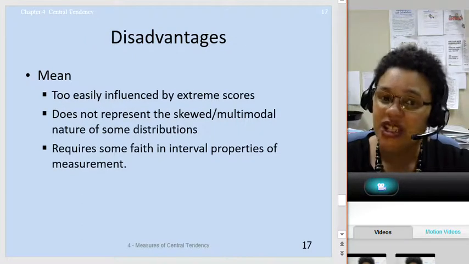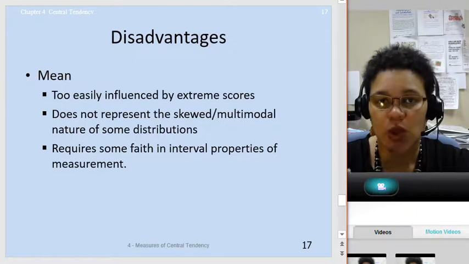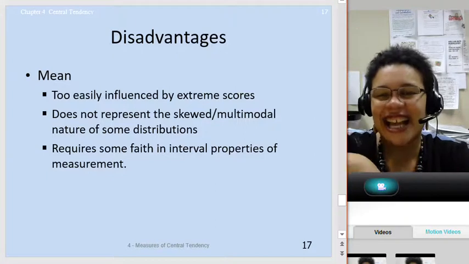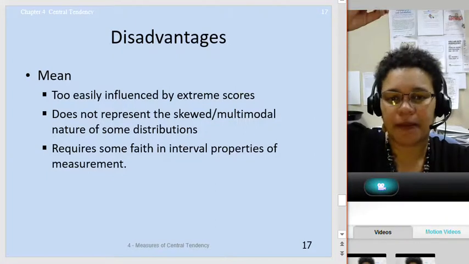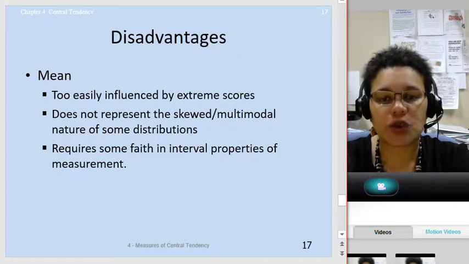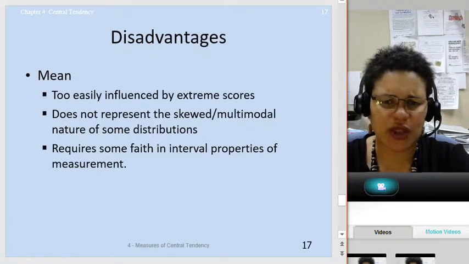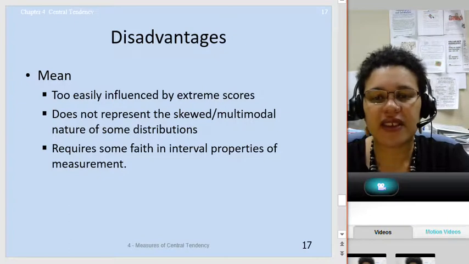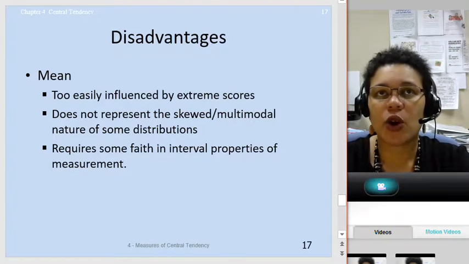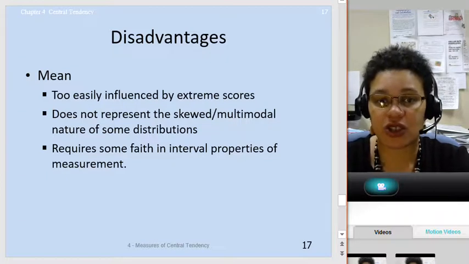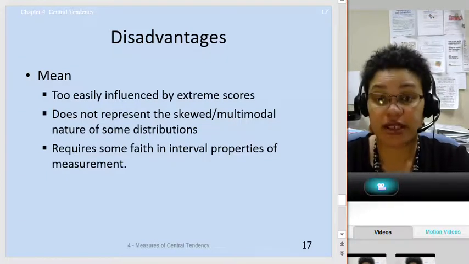Some disadvantages. It's too easily influenced by extreme scores. If we had one person who was uber tall in our class, they would pull our mean up. It does not represent the skewed or multimodal nature of some distributions, so you don't really know what the shape of the distribution is with the mean. And it requires some faith in the interval properties of measurement. So it requires faith that the scale of measurement that was used is actually continuous. It only really works with continuous data.